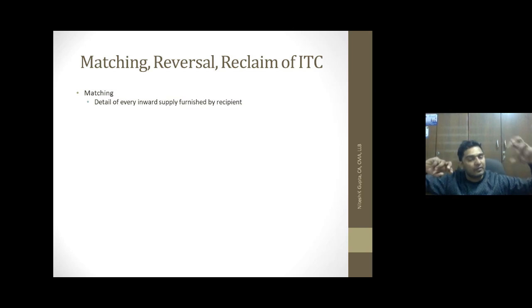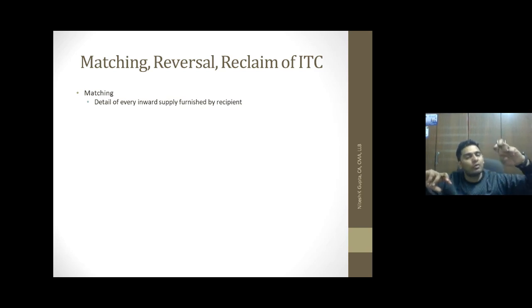Suppose the seller says bill number 1 dated 1st January 2024, rupees 1 lakh. But the purchaser says, no, I purchased bill number 1 dated 1/1/2024, but the amount is 1,50,000. Now there is a mismatch. Same bill number, same date, but the amount is not matching. Or maybe the amount is matching, date is not matching. Or maybe the date and amount are matching, but the bill number is not matching. So anything which is not matching is a mismatch.